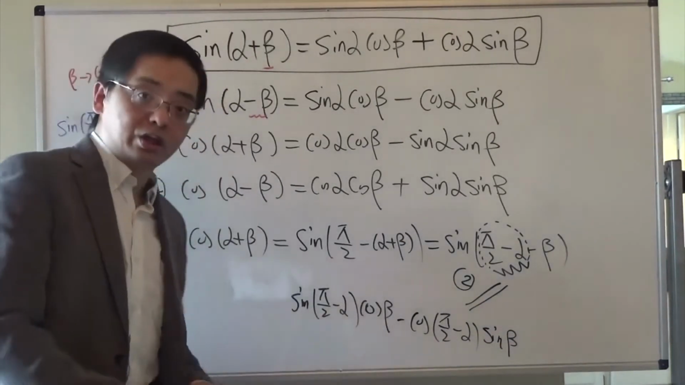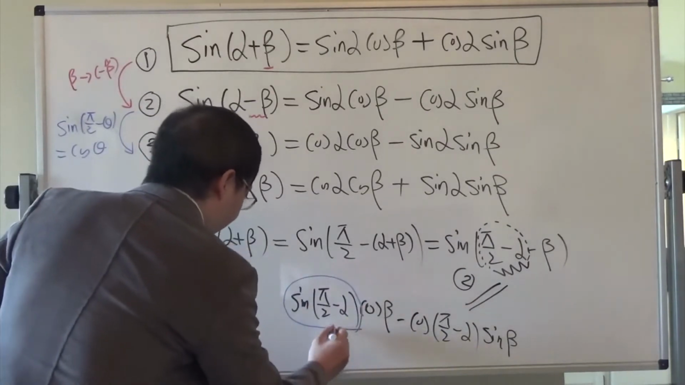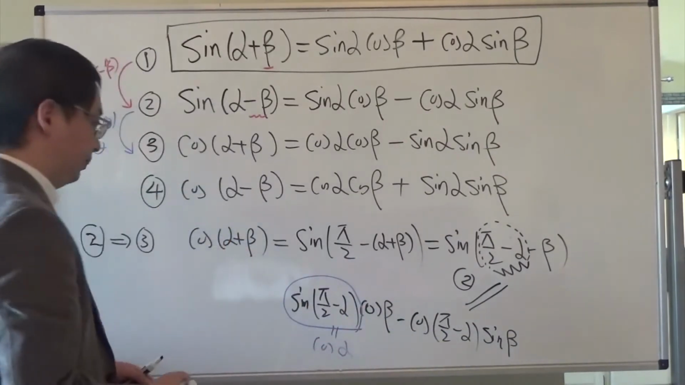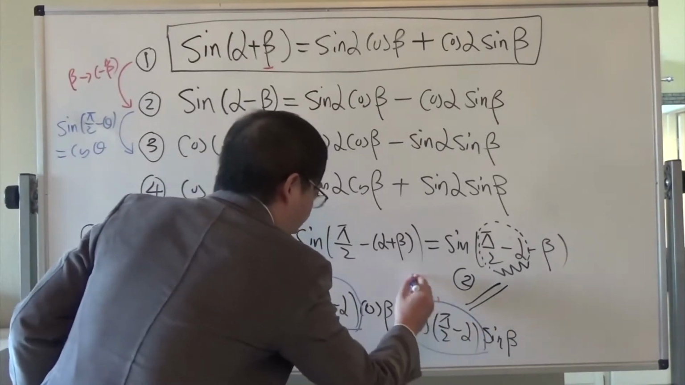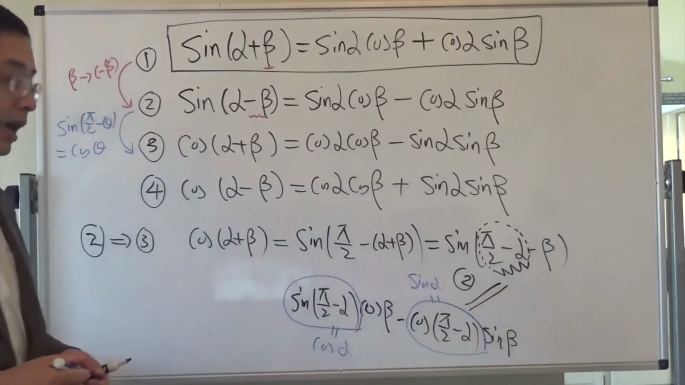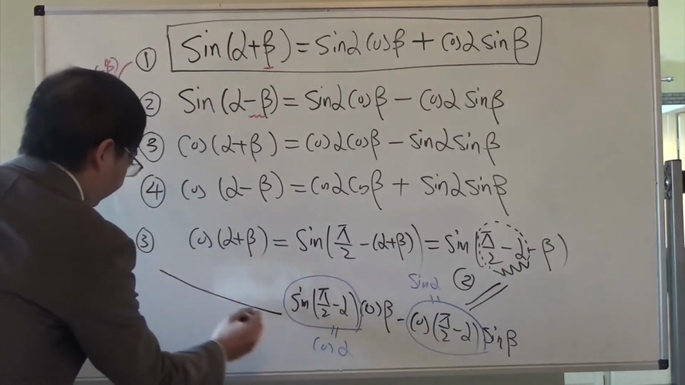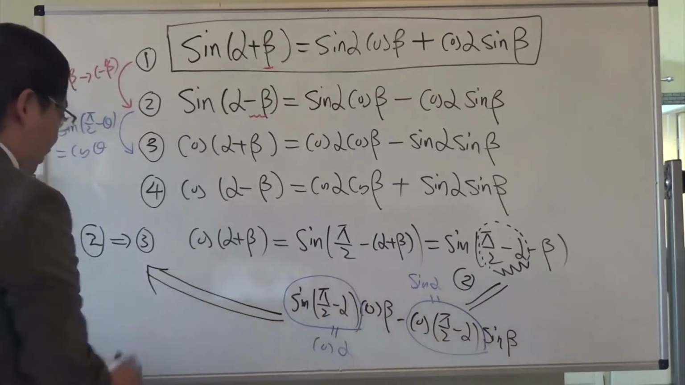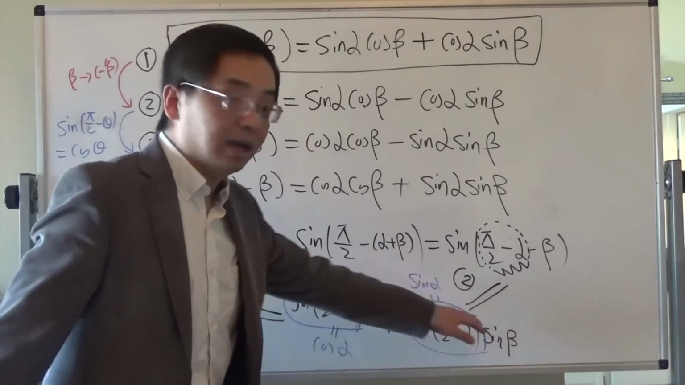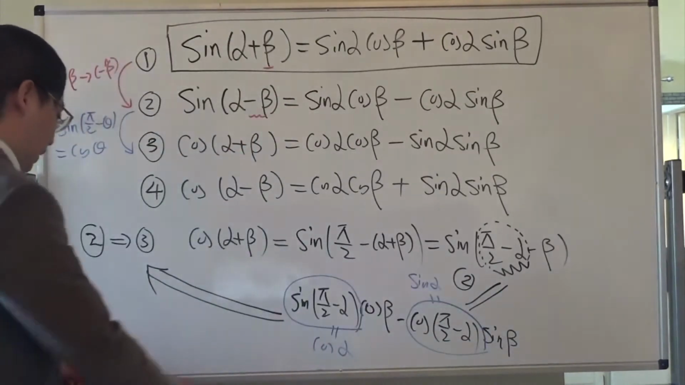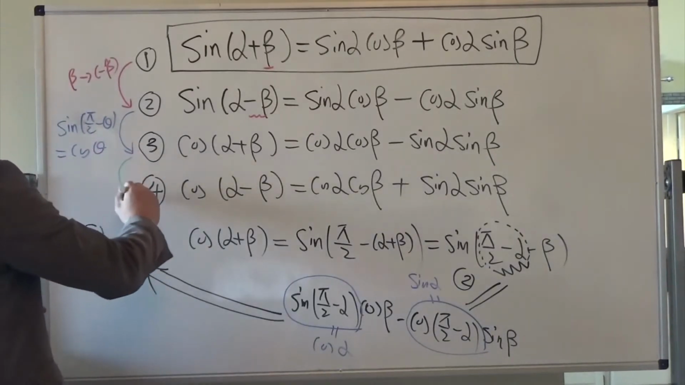Okay, so we use the trigonometric identity again. This quantity equals cosine alpha, and cosine of pi over 2 minus alpha is sine alpha, and if we combine this together, we just get 3, right? Cosine alpha cosine beta minus sine alpha sine beta. And then, I want to go from 3 to 4.